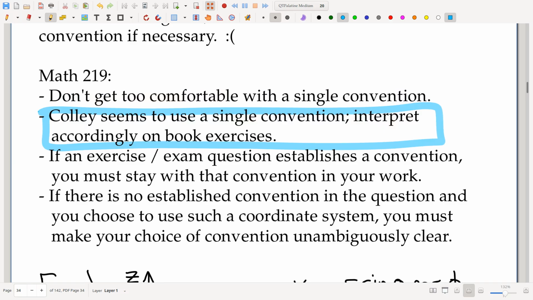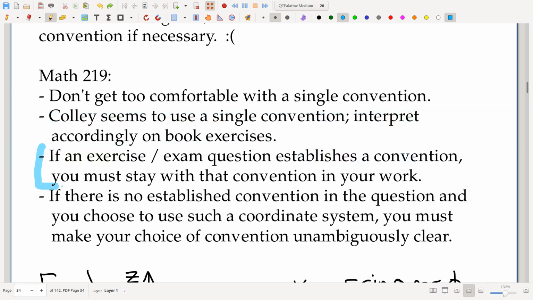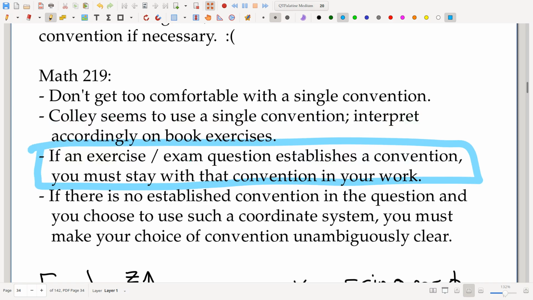So there's that, and that's nice. Certainly, if you're doing any book exercises, follow Colley's convention, namely the rho phi theta that we've been using. But for example, if you're taking an exam, hypothetically, in this class, and the exam establishes a convention, you have to stick with that convention. You can't say, well, I like to do it the other way. That would create massive confusion, and it's just not a good precedent. You have to be able to be proficient working with both of the conventions.